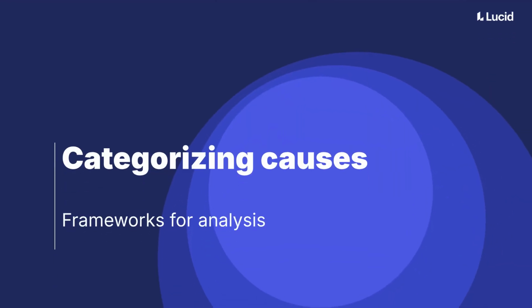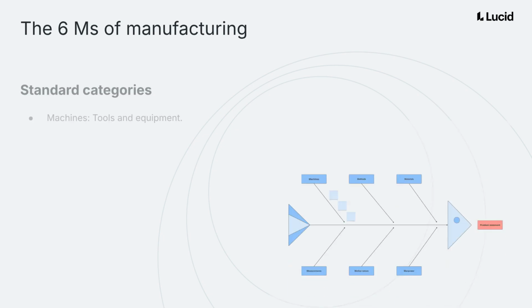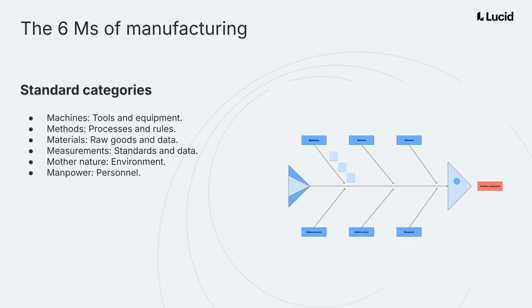To make your analysis effective, you need to group potential causes. Depending on your industry, you might use the 6 M's or the 4 P's. The 6 M's, machines, methods, materials, measurements, Mother Nature, manpower, provide a comprehensive framework for manufacturing environments to ensure every possible variable is considered during a root cause investigation.